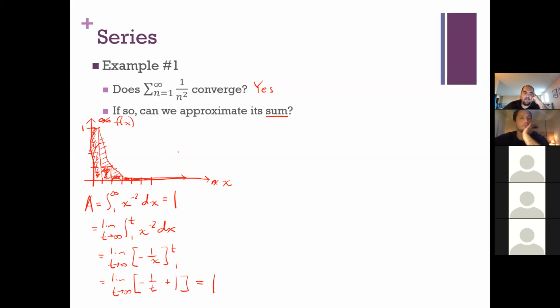So what do I know then about this sum? Based on the value of the integral, it'd be less than 1. Oh, sorry, Jacob, go ahead. Would it be less than 1? Yeah, we know it's less than 1.